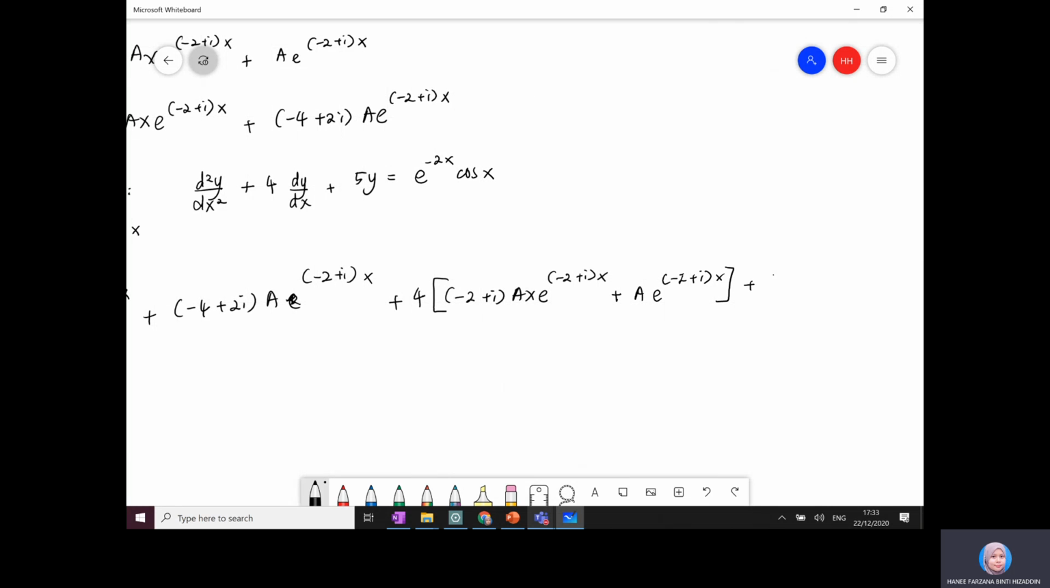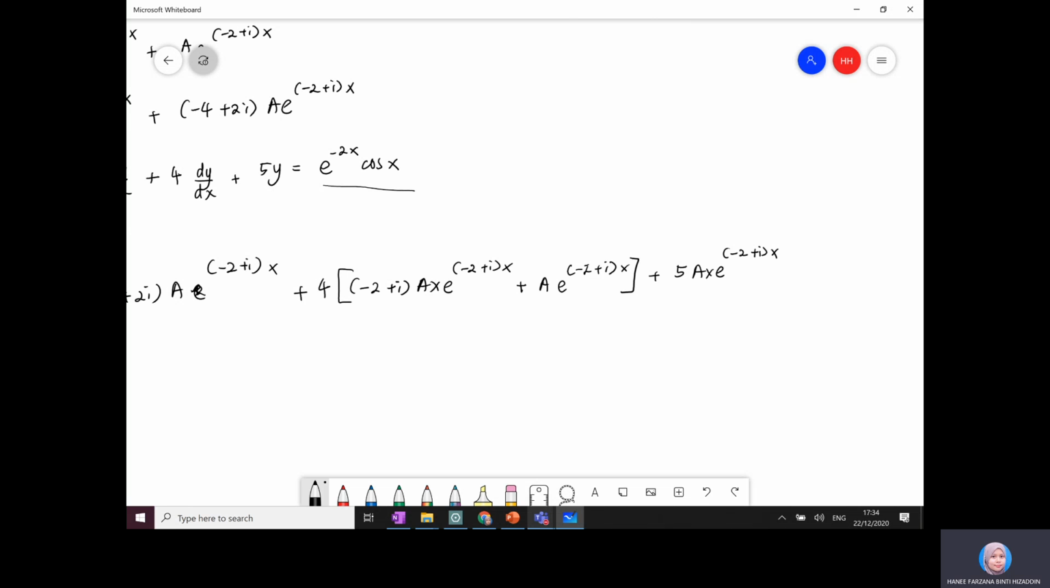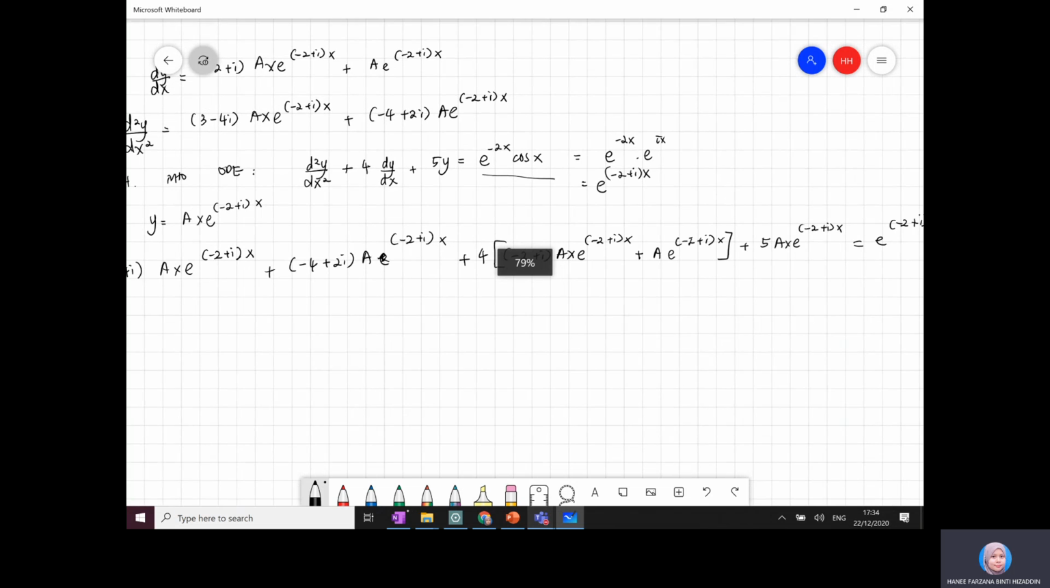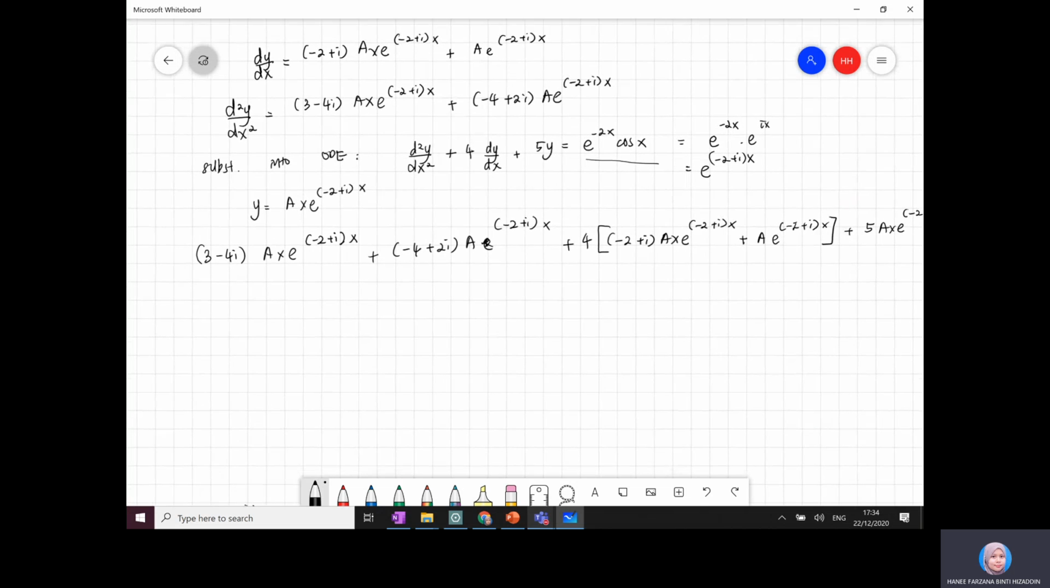And plus 5y, 5 times A x e^((-2+i)x), and this equals e^(2x) cos x. But we don't want to put it in terms of cos x, because we want to put everything in Euler form. So it's e^(-2x) e^(ix), so e^((-2+i)x). So this equals e^((-2+i)x), although we take note that cos x just refers to the real part of it.